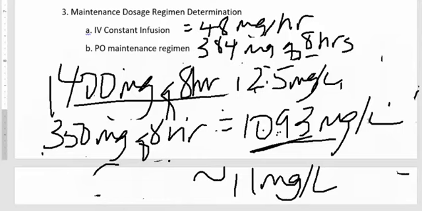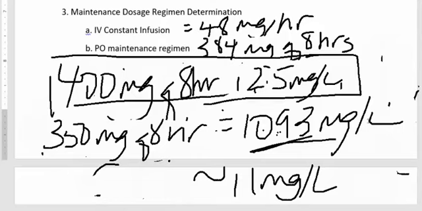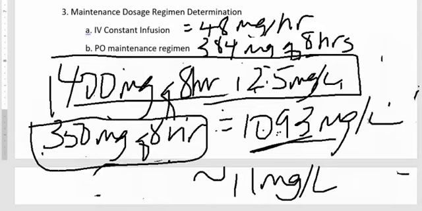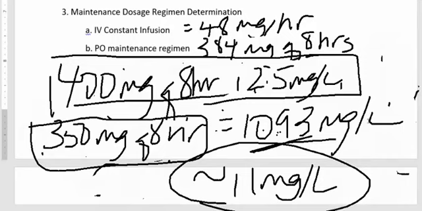So the choice is giving 400 Q8 to get about 12.5 milligrams per liter, or 350 Q8 and get about 11 milligrams per liter. I hope that all makes sense to you.